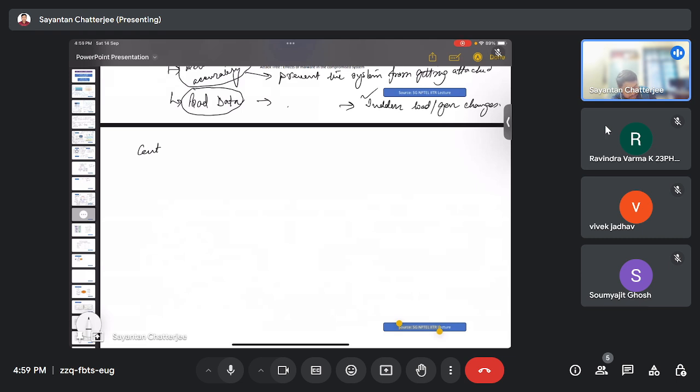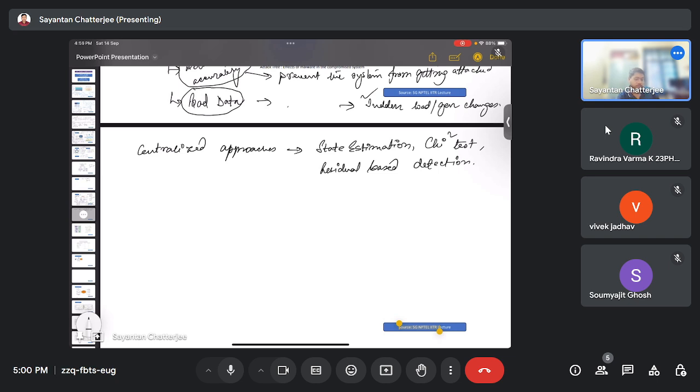give an overview of some centralized approaches, where we can see state estimation, chi-square test, then we have residual-based detection, etc. And on the decentralized scheme, the decentralized approach is with singular value decomposition, etc.